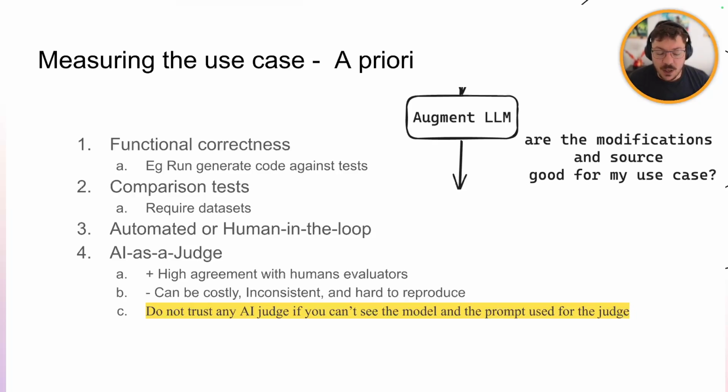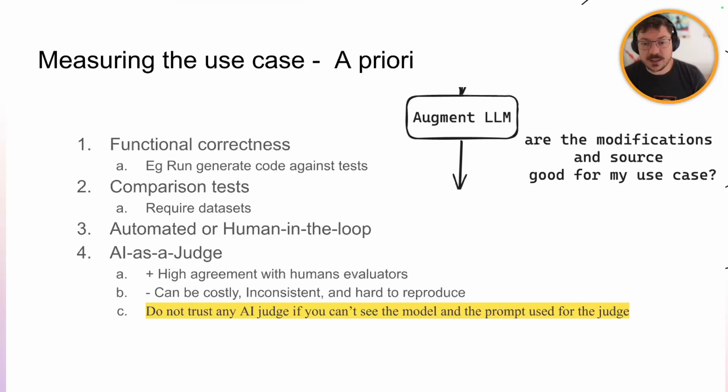But it can also be costly. So you have to make a request to an AI. Human in the loop is also costly because you need to ask a human to do the evaluation. But again, it can be costly. It can be inconsistent. So if something changes on the model, it's a little bit complicated to identify where that change happens, like if something changes in the evaluation. And it can also be hard to reproduce.